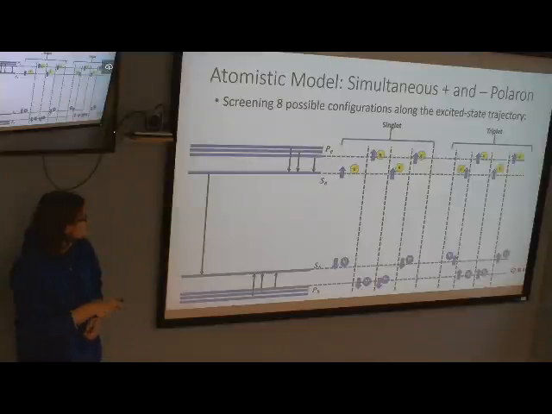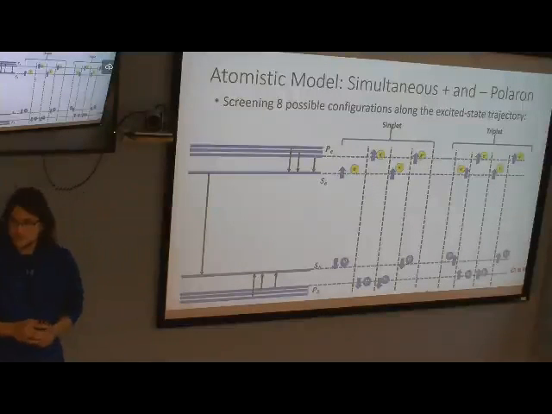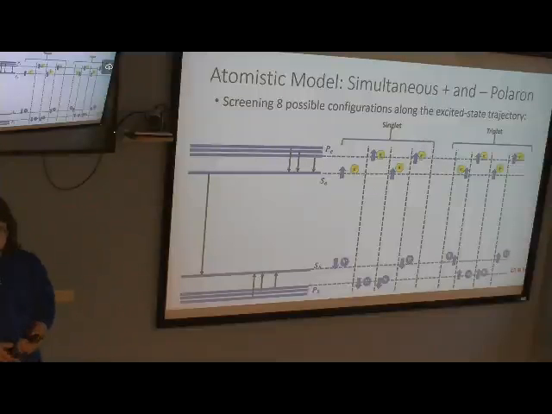So yeah, this is just a messy diagram showing the possible states or the models that I'm going to be computing couplings for once I get them optimized. So for each multiplicity, you have 4 configurations.